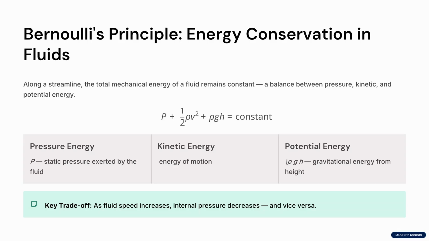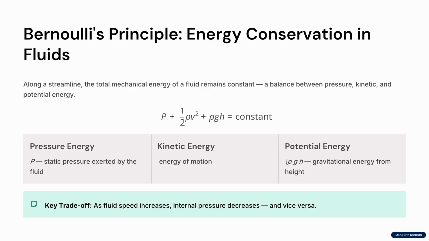Okay, so what is the actual rule here? Bernoulli's principle states that along a steady streamline of fluid, the total mechanical energy of that fluid remains perfectly constant. And that total energy is a combination of three things, right? Right. The static pressure exerted by the fluid, the kinetic energy, which is just the energy of its physical motion, and potential energy, which relates to gravity and its height. So pressure plus kinetic energy plus potential energy always equals a constant number. It's just a closed system.